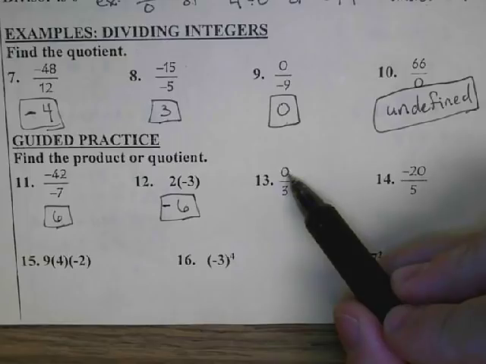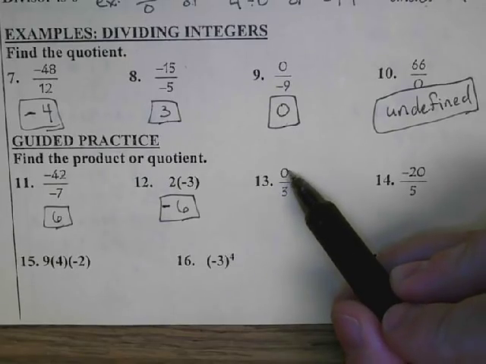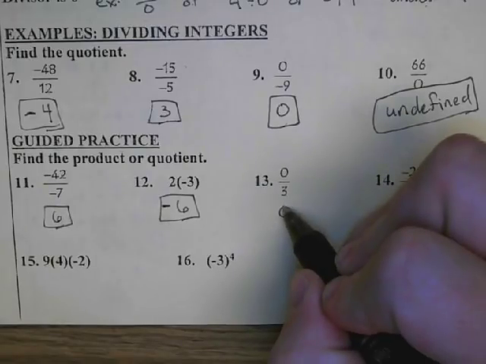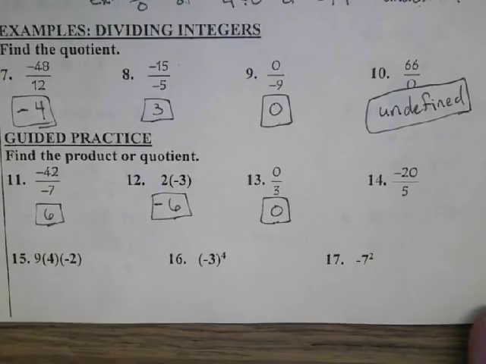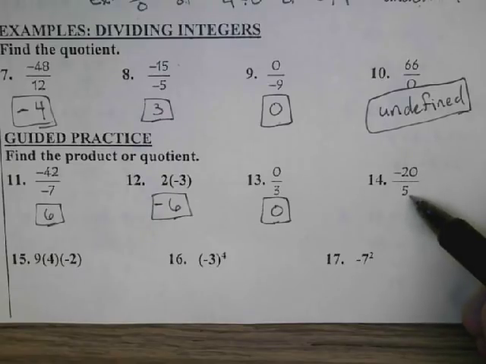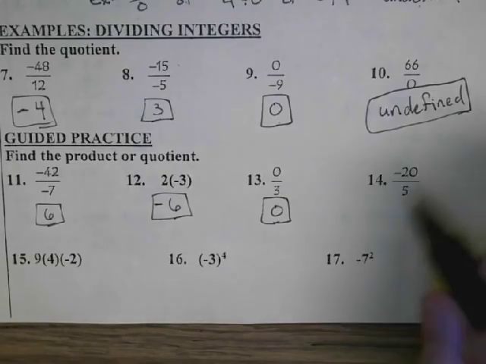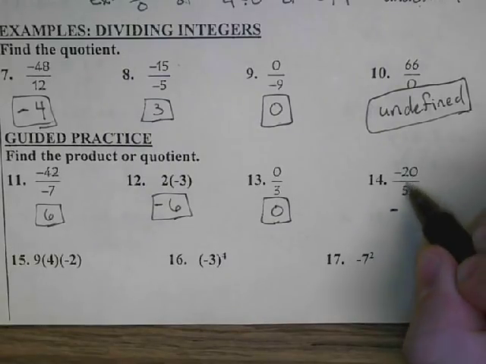A 0 in our numerator will always give us the same solution. 0 divided by anything, so 0 divided by 3, will always equal 0. A negative divided by a positive will always be negative, and 20 divided by 5 is 4.